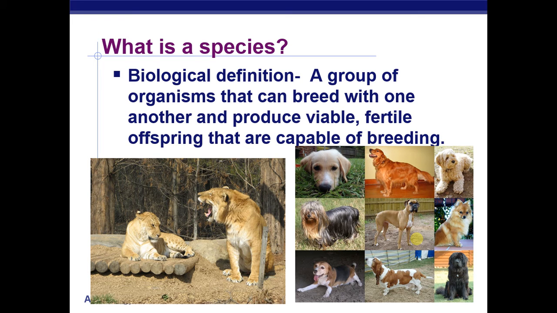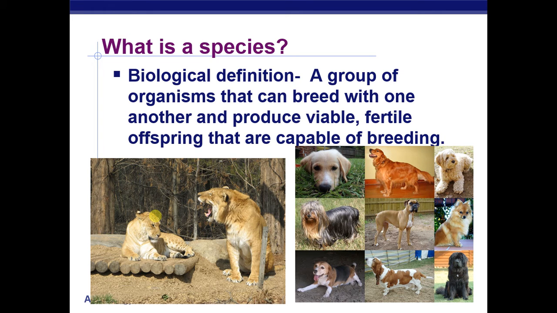So because of this, even though they look very different, all dogs are the same species. That's because they are capable of breeding with one another and their offspring are fertile and able to interbreed as well. That's why you get all those different cool mixes of dogs, because they're the same species and so can interbreed. However, on this left side, there's a liger, and a liger is the offspring of a lion and a tiger. Lions and tigers are different species.